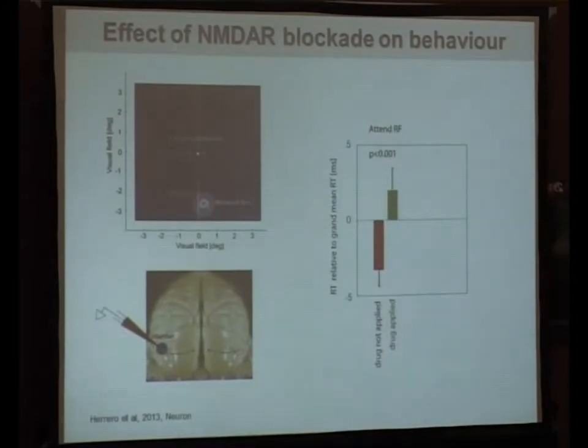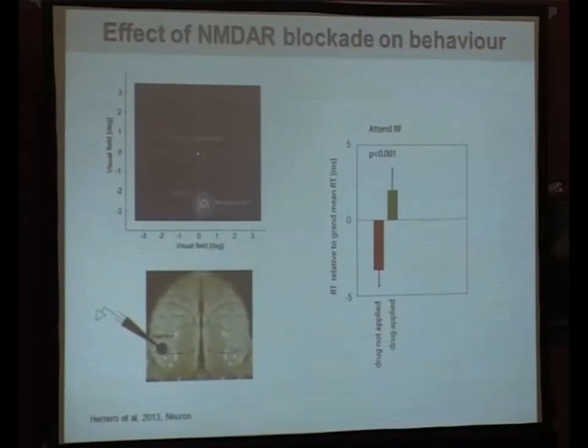And if we do that, then we see that when the drug is not applied, we have, so this is the reaction time relative to the grand mean reaction time, so it's a normalized measure. But in this normalized measure, when the drug is not applied, the monkey is faster compared to when the drug is applied. These differences are not huge. They're in the order of 8 milliseconds or something like that. But given that the number of cells that we affect is probably relatively small with the iontophoresis, it's almost surprising to find effects at all.